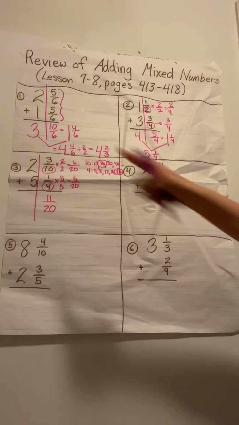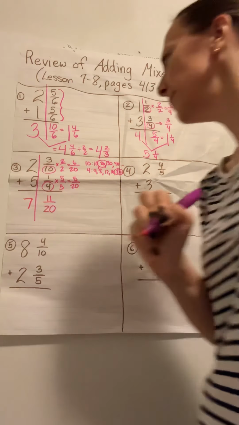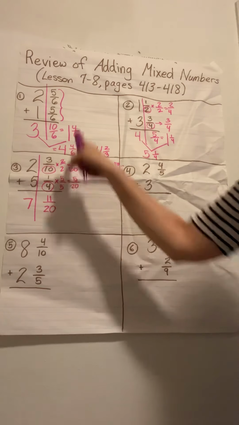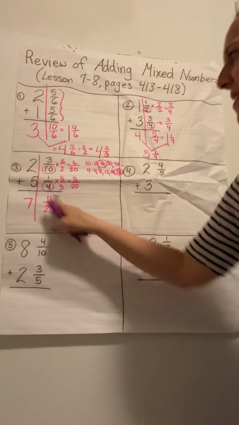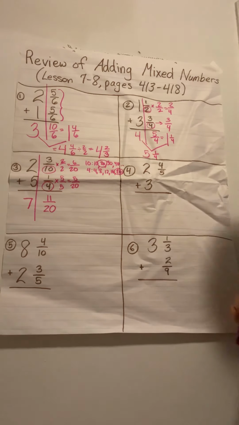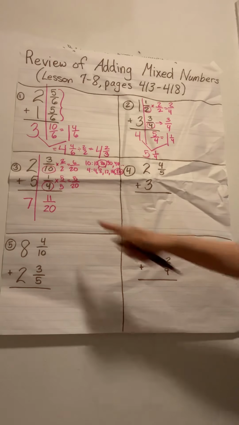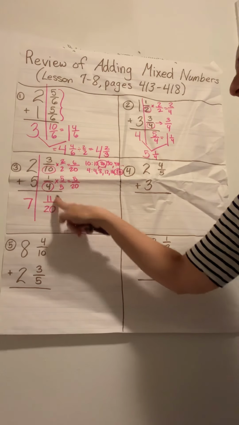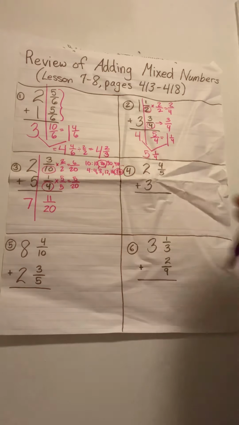And over here, I can add 2 plus 5 and get 7. Oh, this is different than the other ones. This is not an improper fraction. It's a fraction less than 1. And 11 is a prime number. Nothing I can divide this by will get me any simpler.